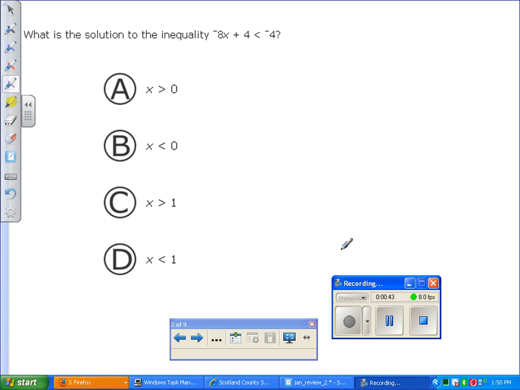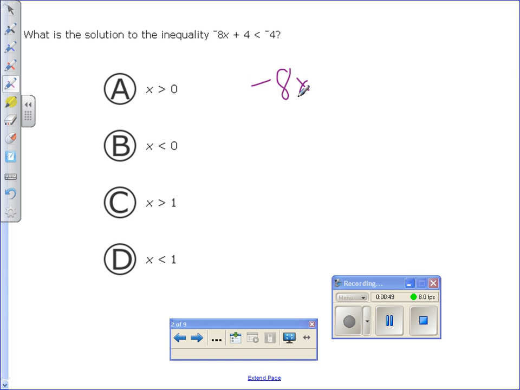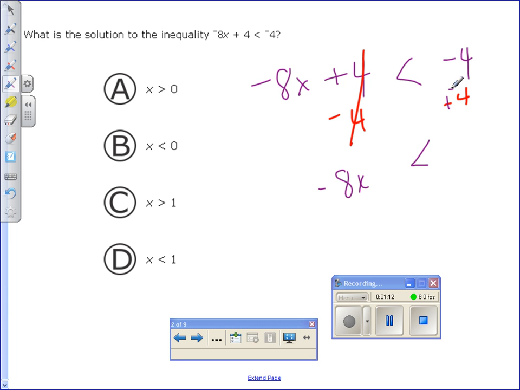Okay, I'd like for you to solve number 2 and then pause and I'll explain. This is negative 8x plus 4 is less than negative 4. So the opposite of adding 4 is subtracting 4. And you can do that with your calculator, or let me bring down negative 8x is less than. You could do keep, change. Negative 4 minus 4 is negative 4 plus negative 4, which is negative 8.